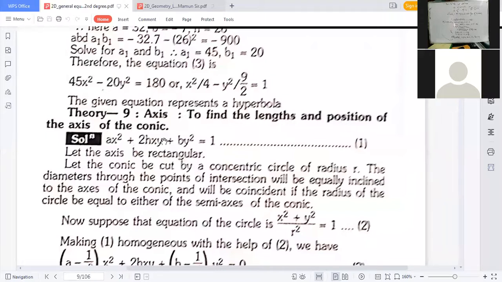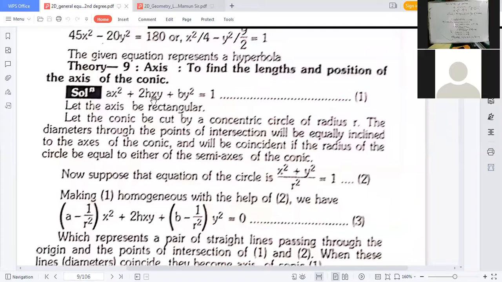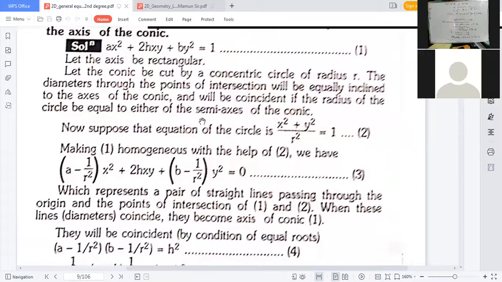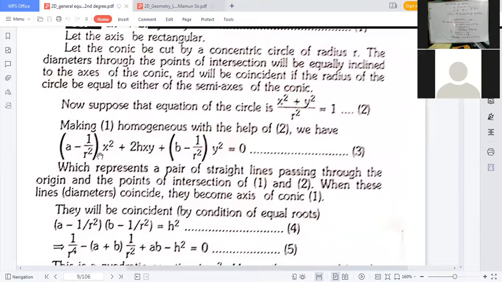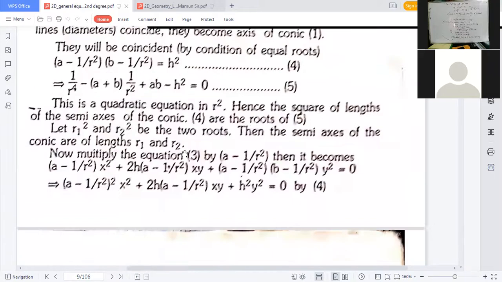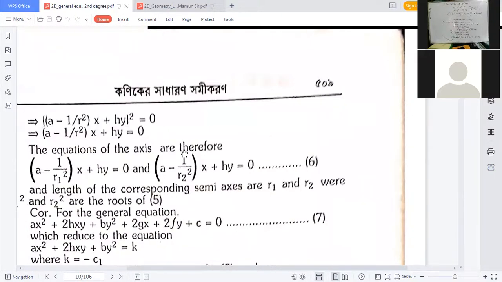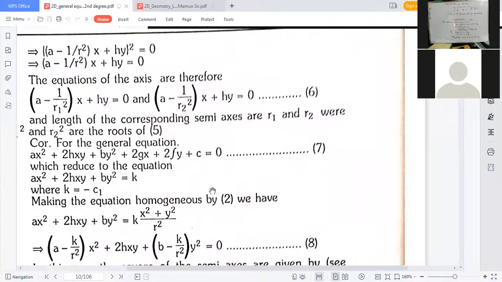To find the length and position of the axis of the conic. This is very important. Suppose this is the conic ax square plus 2hxy plus by square equals to 1. Let the axes be rectangular. In this case, the equation of axis can be written as (a minus 1 by r1 square) into x plus hy equals to 0, and another one, (a minus 1 by r2 square) into x plus hy equals to 0, where the lengths of the corresponding semi-axes are r1 and r2.